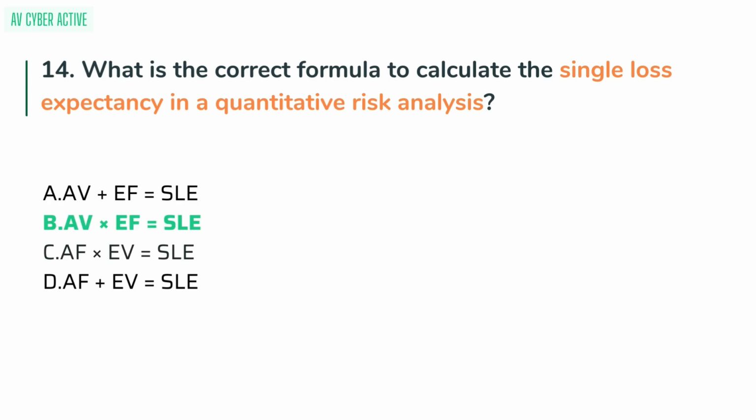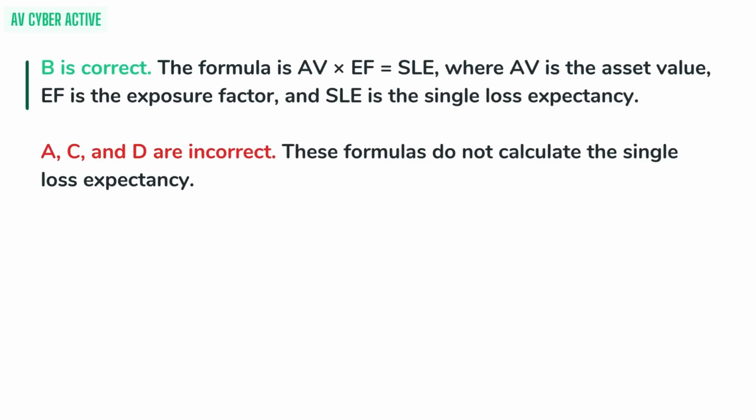B is correct. The formula is AV times EF equals SLE, where AV is the asset value, EF is the exposure factor, and SLE is the single loss expectancy. A, C, and D are incorrect. These formulas do not calculate the single loss expectancy.